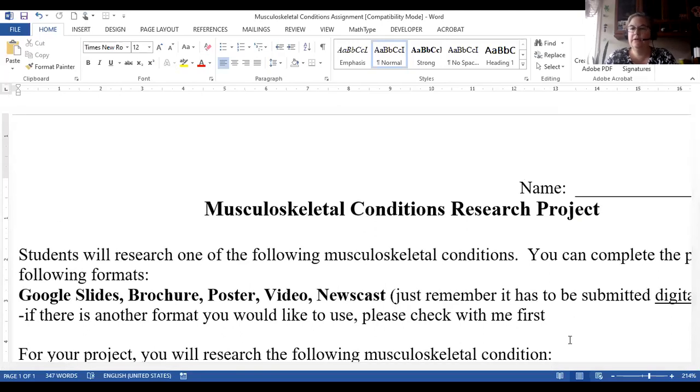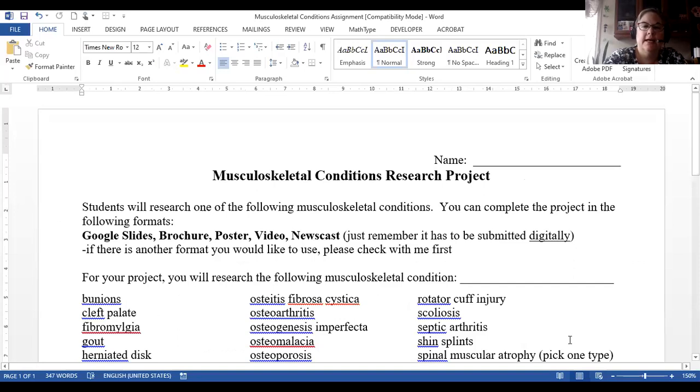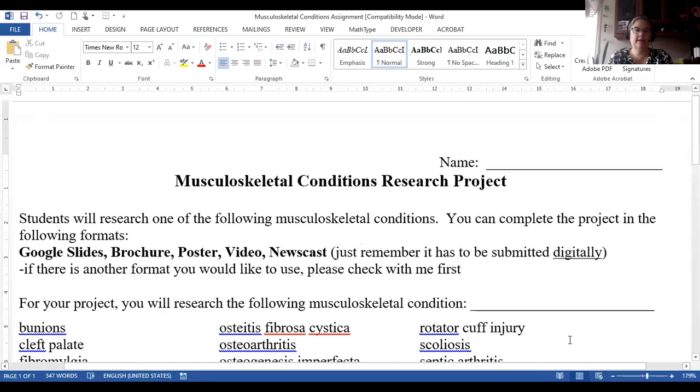So this was sent to you guys about 10 minutes before class. You would have had access to this document. This is due Wednesday. So let's just go through it here. It's basically the same format, same kind of thing, other than the disorders we're going to be doing research on. The formats you can use: Google Slides, brochure, poster, video, newscast, whatever is easiest for you to submit, but remember it's got to come to me digitally, okay?